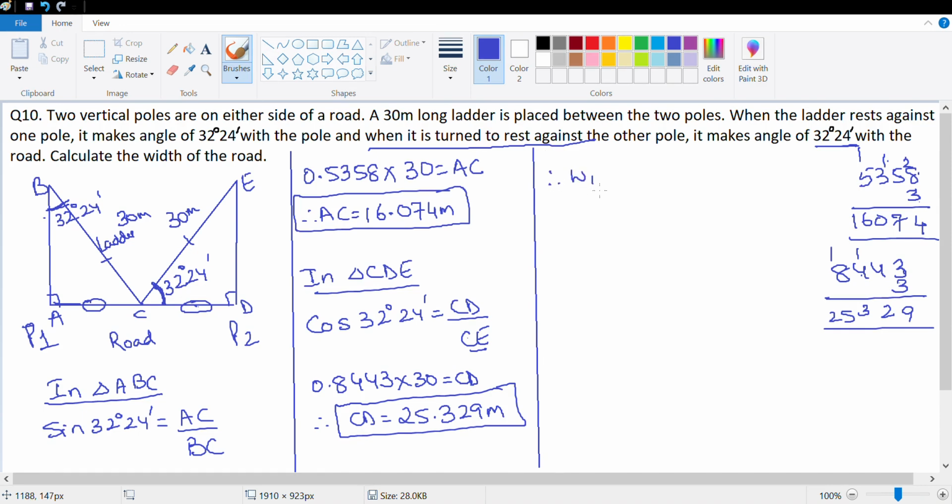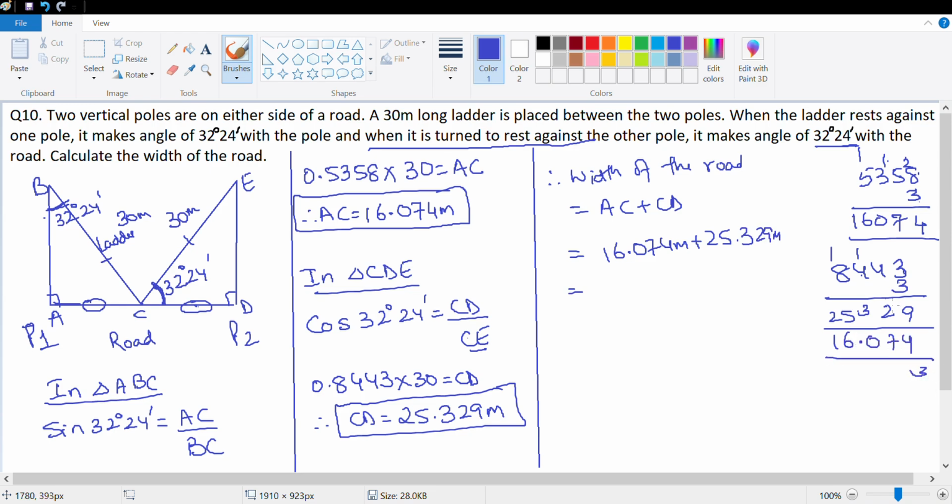Therefore the width of the road is equal to AC plus CD. In this case, 16.074 meter plus 25.329 meter, which will be equal to, let's just add this. This is 16.074. 9 plus 4 is 13. 9 plus 1 is 10. That's 4. This is 11. That's 41. So 41.403 meter. Perfect. So that's the final answer. The width of the road is 41.403 meter.